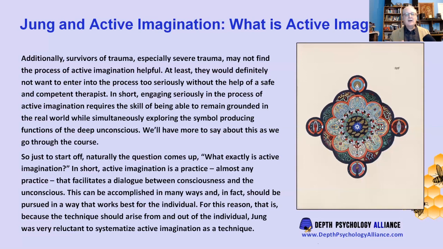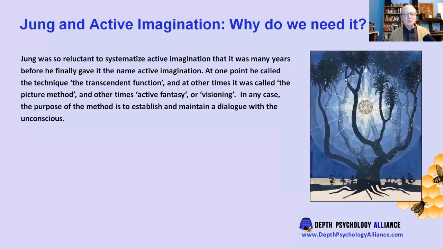Jung was very reluctant, as I've said, to systematize active imagination as a technique. He wrote a wonderful discourse on the topic called The Transcendent Function. He wrote it in 1916, but he never published it. Finally, someone found it and said, oh, you should publish it. And he agreed to have it published with few changes and many caveats. He writes a little introduction to it with many caveats. But that wasn't until 1958, so that's some 42 years later that he finally allowed it to be published. So he didn't want to lock things in.